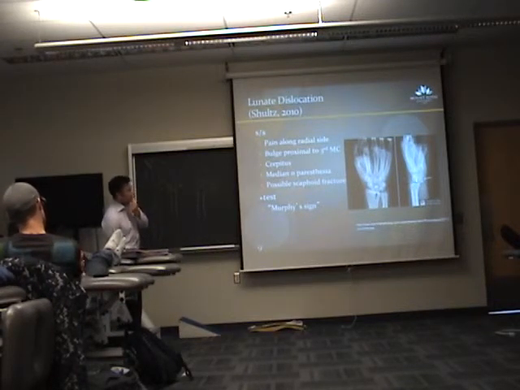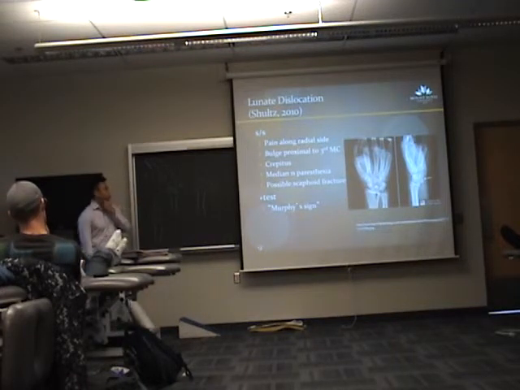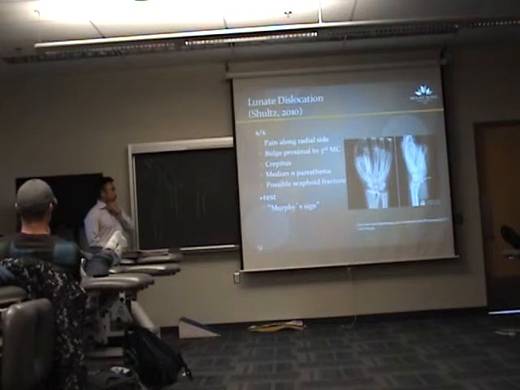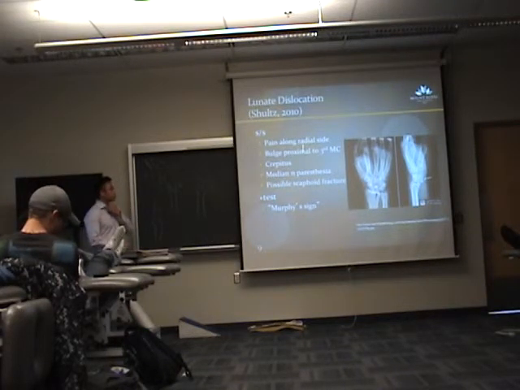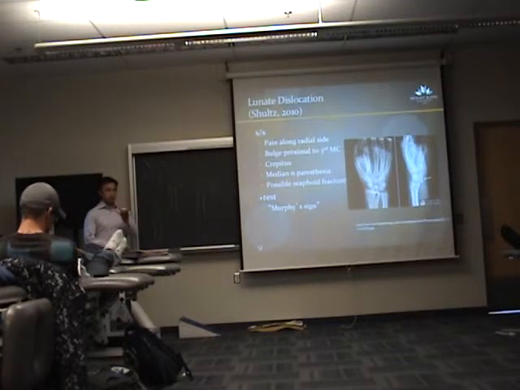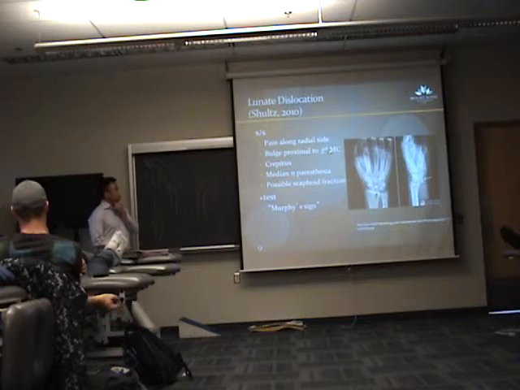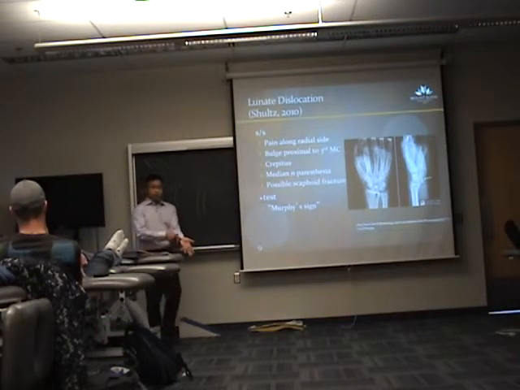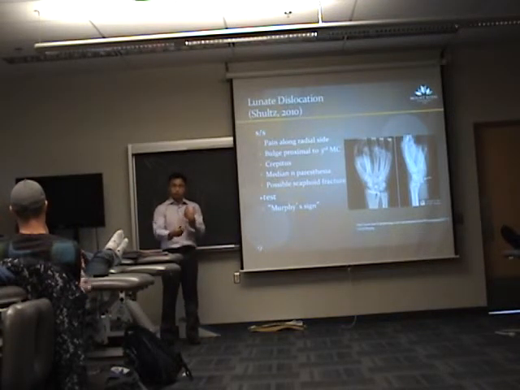Lunate dislocation. Pain along the radial side. So there's a picture. I found a different picture. And I'll see if I can bring that other picture up for you. Bulge proximal to third metacarpal, crepitus, median nerve paresthesia, and possible scaphoid fracture as well. So we did talk about some of those things, how carpal tunnel symptoms could arise out of this.